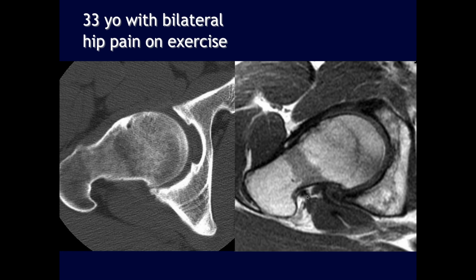Here's the axial. And on axial, you see there's kind of joint space loss posteriorly with osteophyte formation. And you see this large convexity bump on the anterior femoral head neck junction. So this could be some CAM type femoral acetabular pinching. This is what we'll see in a little bit. This is probably a combination of CAM and pincer.